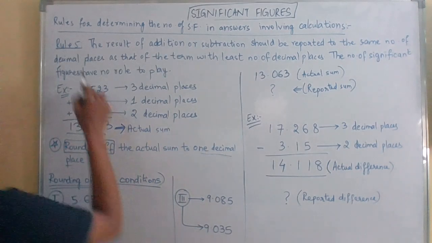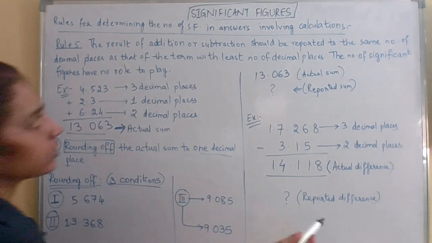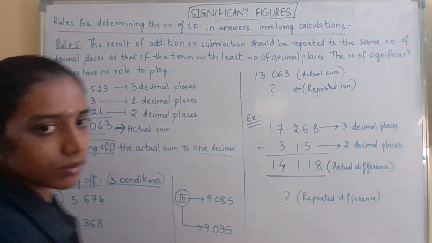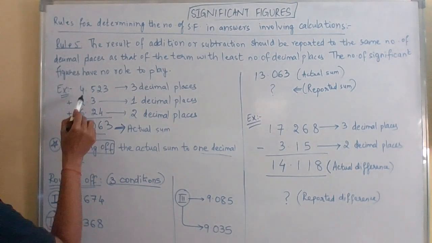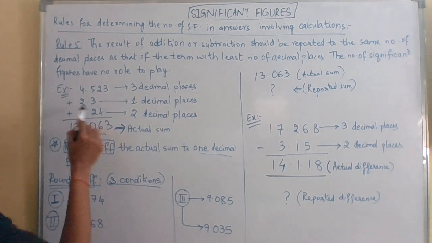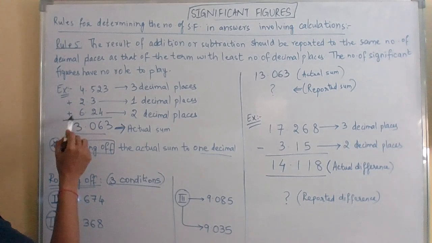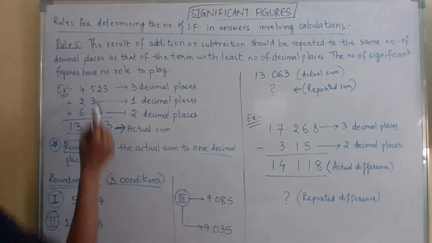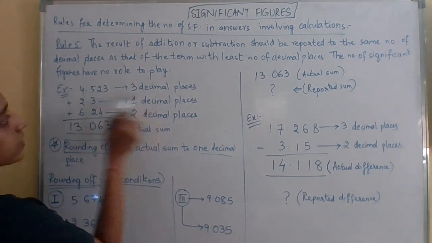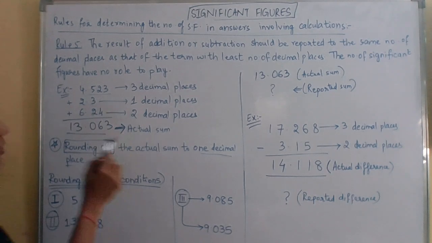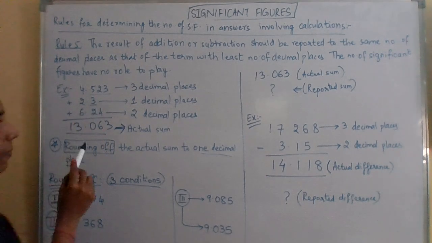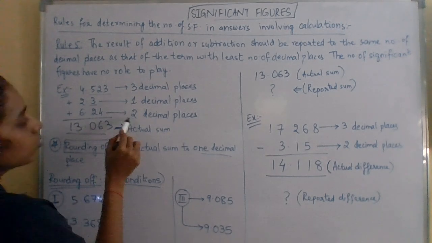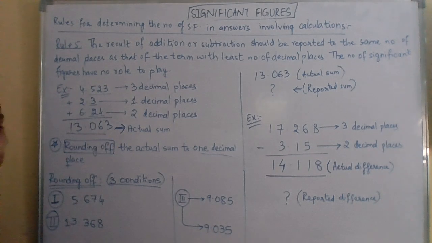In rule 5, we'll be seeing addition as well as subtraction. First, we'll see an example and then we will read the statement. In this example, we have taken 4.523 plus 2.3 plus 6.24. In 4.523, we have 3 decimal places: 5, 2, 3. In 2.3, we have 1 decimal place, just the 3. In 6.24, we have 2 decimal places, 2 and 4.